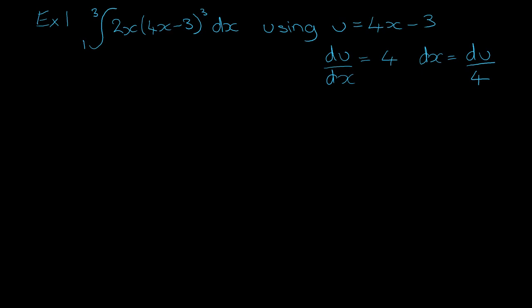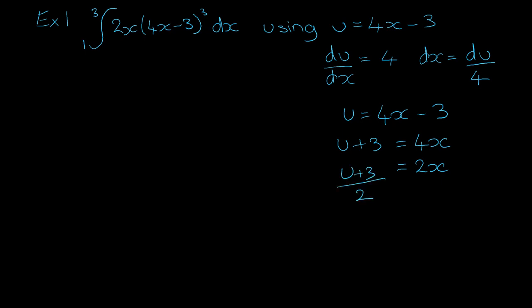Okay, so now we need to turn the other parts into u. The bracket part is straightforward, that's just going to be u cubed, but we also need 2x in terms of u. So let's take u equals 4x minus 3. That means that u plus 3 would equal 4x. And therefore, to get our 2x, we're just going to divide through by 2. So 2x would be the same as u plus 3 over 2.